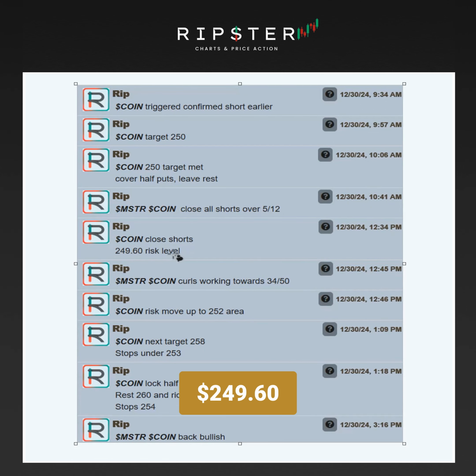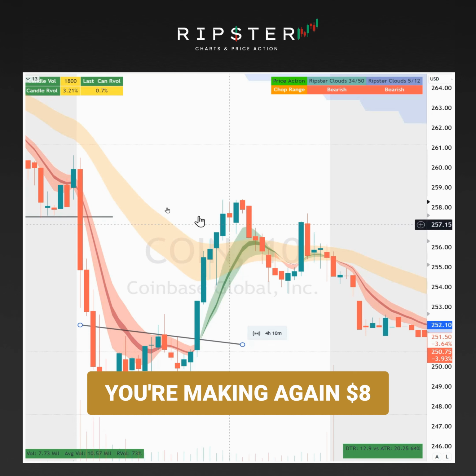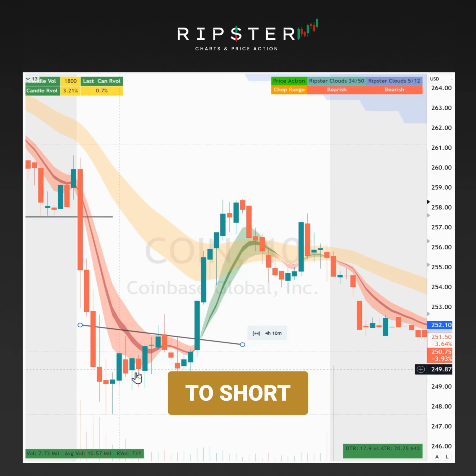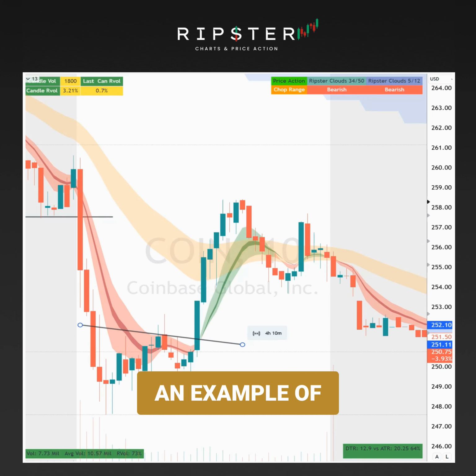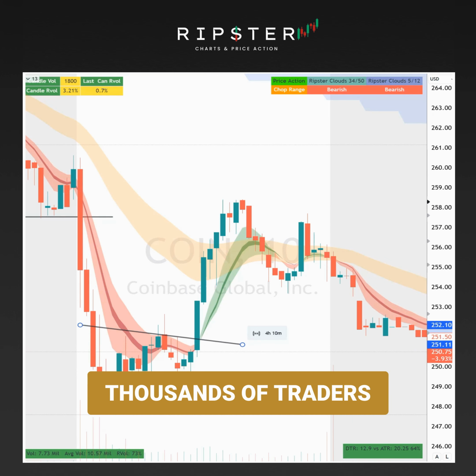As we started to move up, we moved stops from 252 and higher to 253, and target was 258. So beautiful trade from 252 all the way to 258, risking just a couple of dollars. You're making again $8. You see how our system is telling us to short and then repeatable 512 calls. So this was an example of the 512 repeatable call setup that thousands of traders use every day.